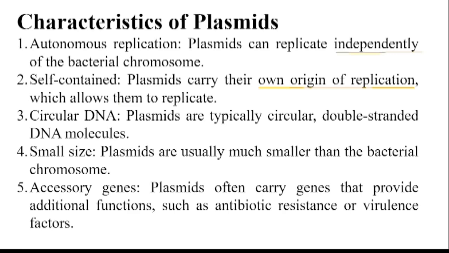In addition to that, we know well, this is a very popular statement that plasmids are circular DNA. Plasmids are typically circular, double-stranded DNA molecules. In addition to that, plasmids are smaller in size. They have small size structures. Plasmids are usually smaller than the bacterial chromosome.